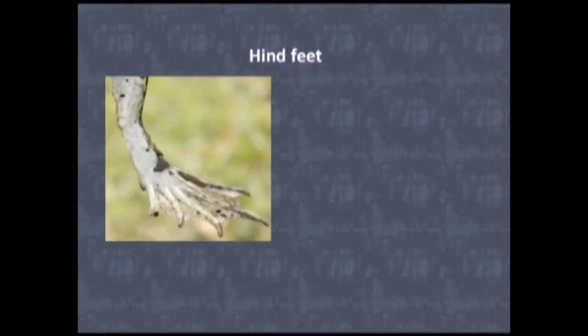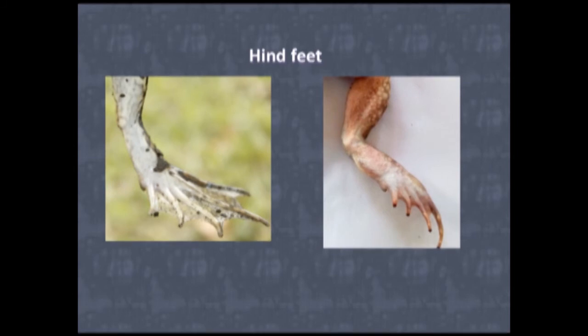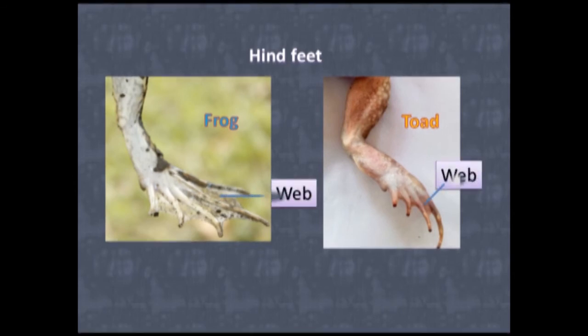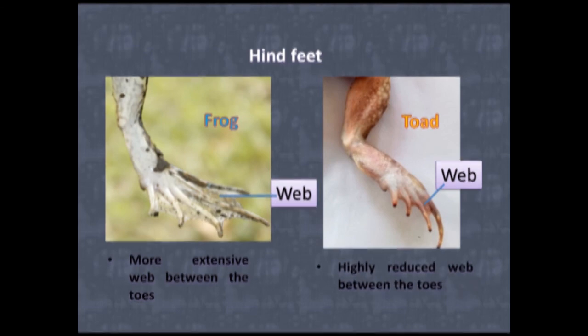The hind limbs of the frog usually have a more elaborate web between the toes, while the webs between the toes of the hind limbs of the toad are usually highly reduced. This is an indication that a toad is more adapted to land environment than water environment as compared to the frog. Those are the main differences that we can see clearly between the two specimens.